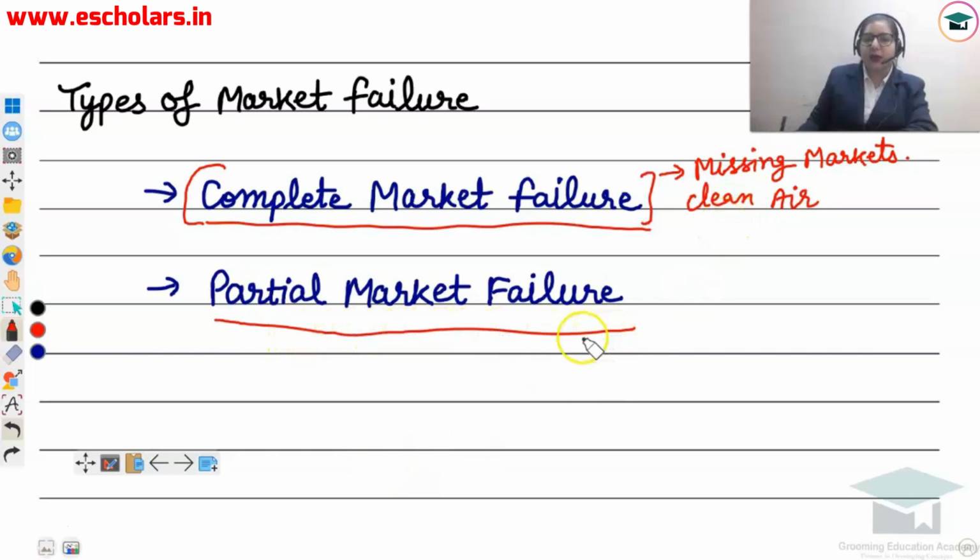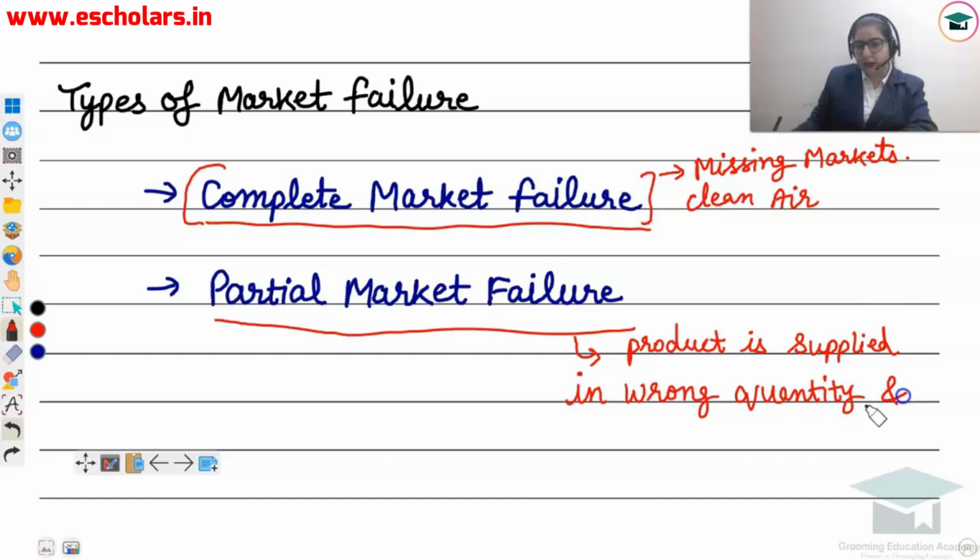Next we have partial market failure. Under partial market failure, the market is producing the product and supplying the product, but the product is supplied in wrong quantity and at wrong price in the market. It basically occurs in case of monopoly market.